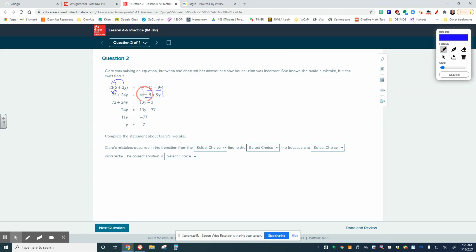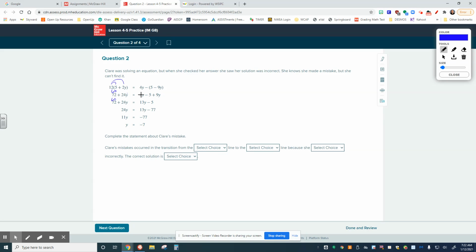So this little section right here, it looks like she simplified and used the distributive property, taking the opposite of 5 and the opposite of minus 9y, which would be a positive 9y. That's good right there. Let's see if she made any more mistakes as she went, assuming that we change this to 60 as we go.